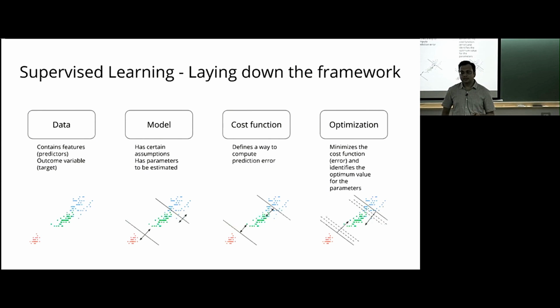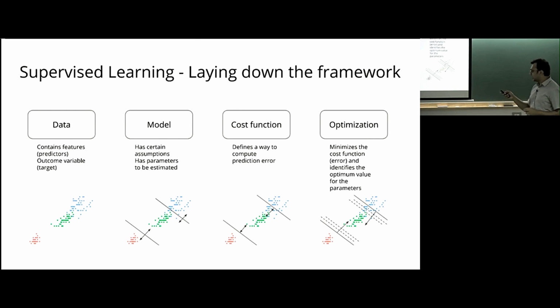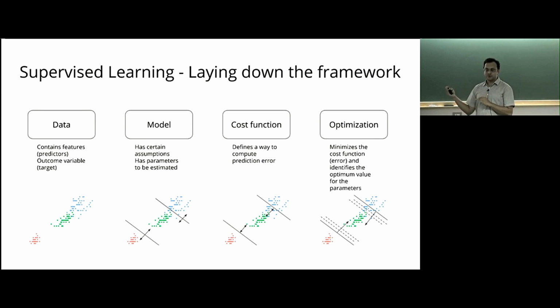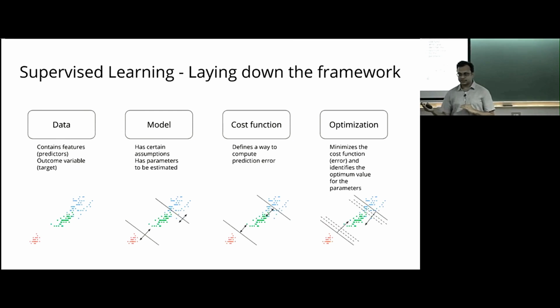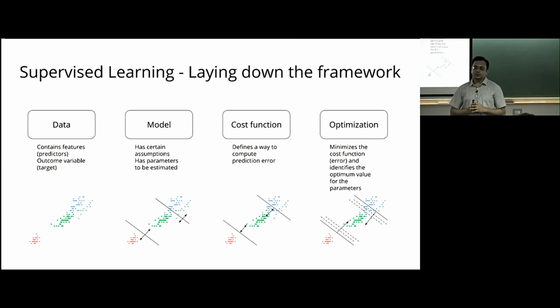AlphaGo uses something called reinforcement learning. Maybe, but what I'm saying is that it's a different kind of learning task. Reinforcement learning is something very different from this setup. This framework is useful for supervised learning, and it gives you an idea of what the key concerns are. That's why I started out with this.